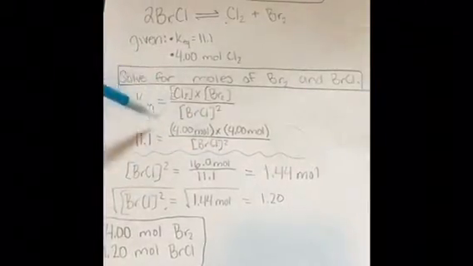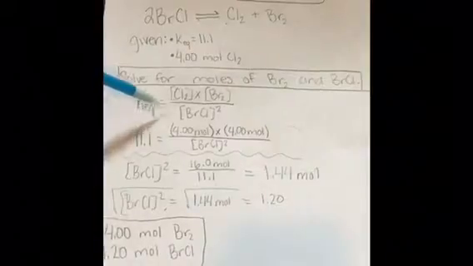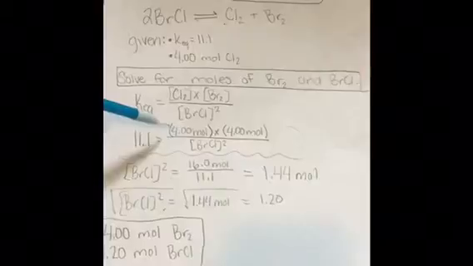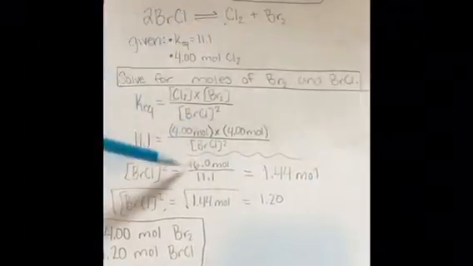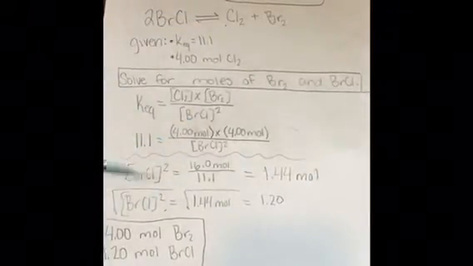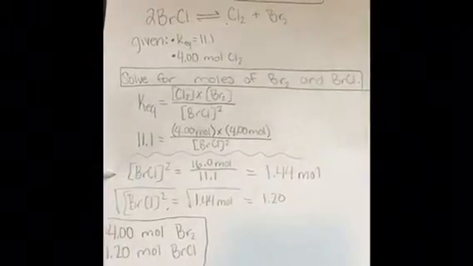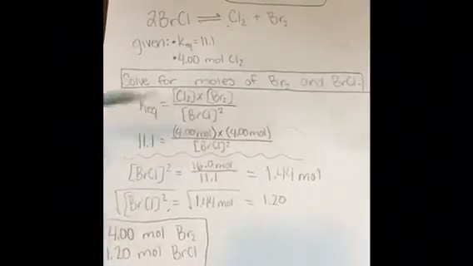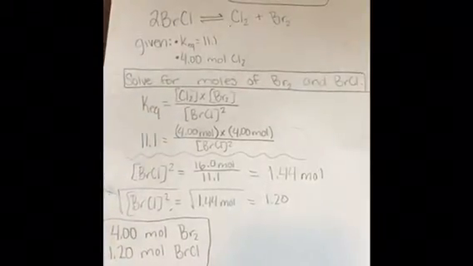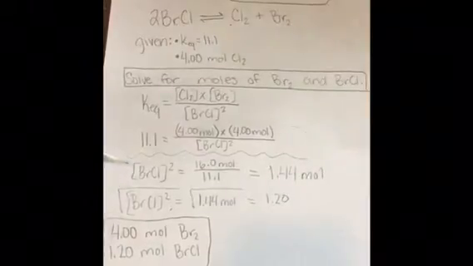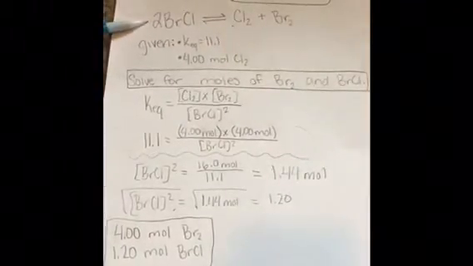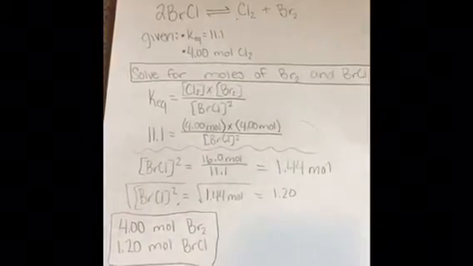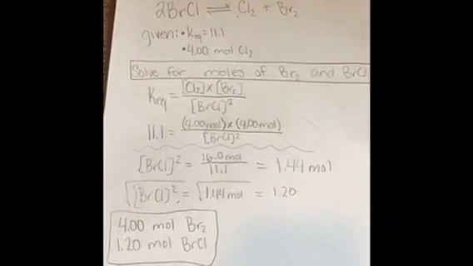We are setting this up and plugging the equilibrium constant in and the given information that we know. So 11.1 equals the 4 moles of the products over the reactant. Now we have to get bromine chloride on one side, so we will divide 16 by 11.1, which gives us 1.44 moles. And we take the square root of both of these because we have 2 moles of bromine chloride, which will give us 1.2. So we now know that we have 4 moles of bromine gas and 1.2 moles of bromine chloride.